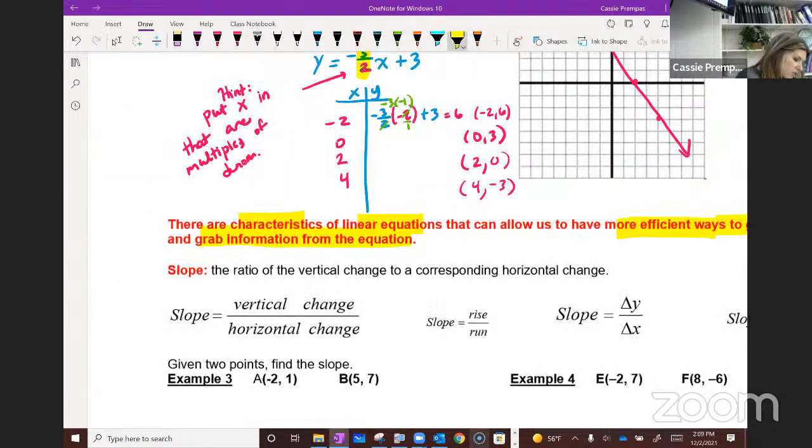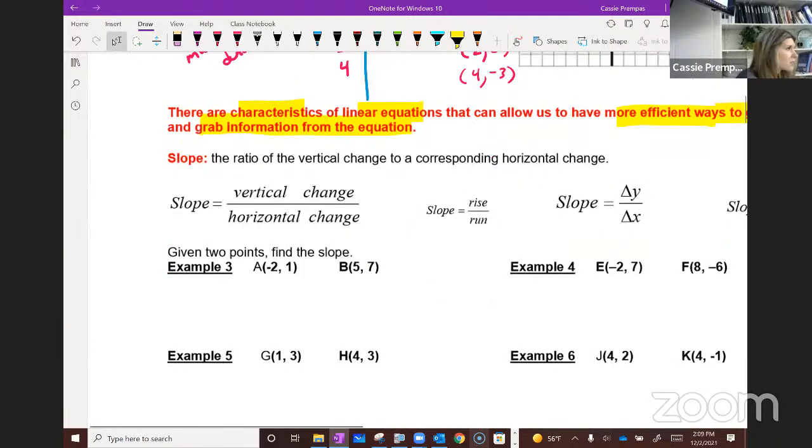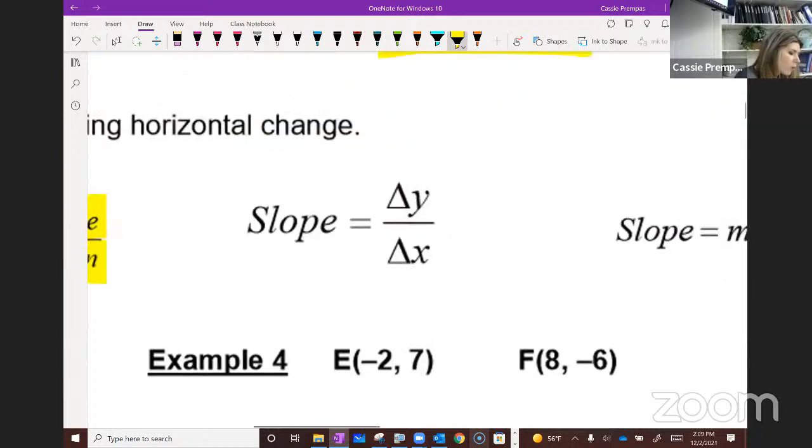The first characteristic you need to know is every line has a slant to it, a slope. Slope is the ratio of rise to run, or you could say vertical change to horizontal change. Some of you might know it as this triangle y over triangle x. Do you know what the triangle represents? Change, awesome.